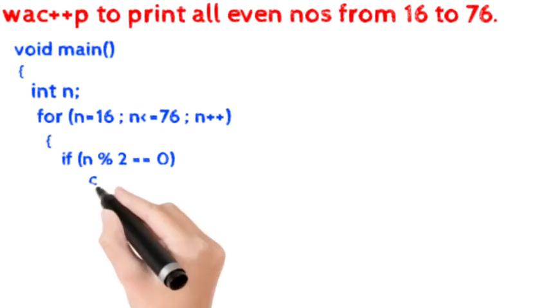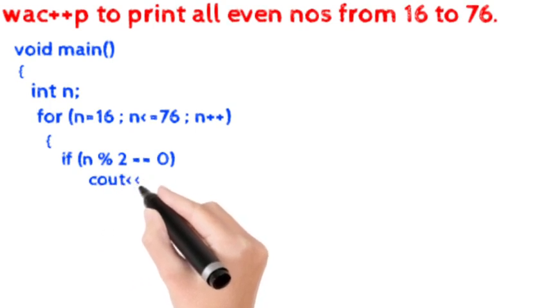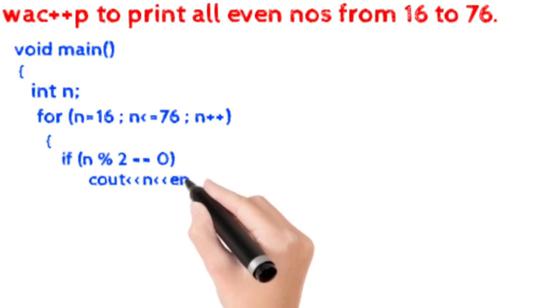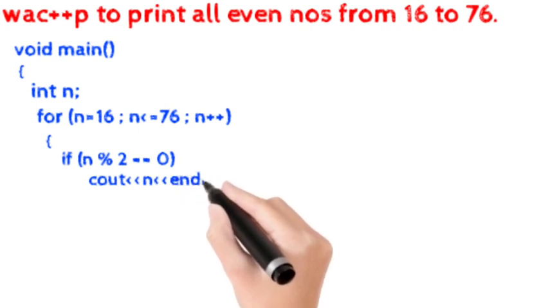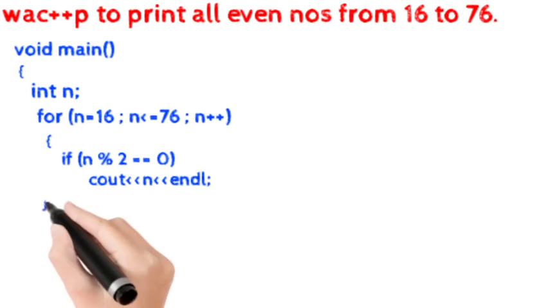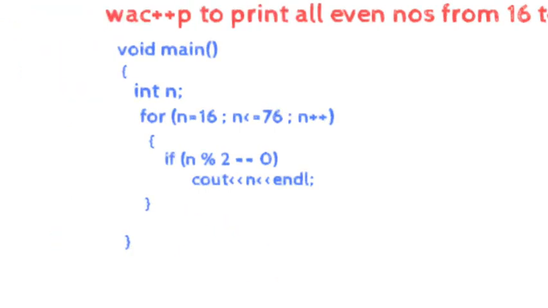So after if it gets satisfied, we need to write cout, then insertion operator n and endl. So it will print the value of n on screen, that is endl means next line it will keep printing. Fine, it will print in a column, it means. If you want to print in a row in a single line, then you don't require endl. Now let's go for the next question.